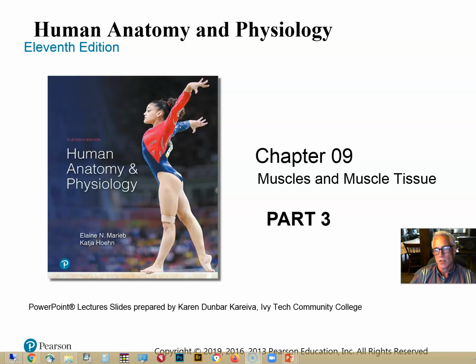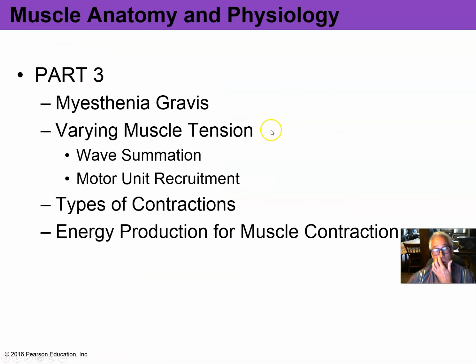So we'll look briefly at a disease called Myasthenia Gravis, and we'll look at a couple of mechanisms by which we can control the tension on muscles, right? We know that we can either lift light or heavy objects and so forth. We'll look at a couple of types of contractions, and then we'll investigate where the energy comes from, right? We know that ATP is needed for cross-bridge cycling and contraction, but how do muscle cells generate that ATP specifically?